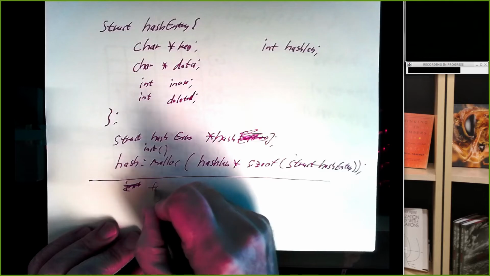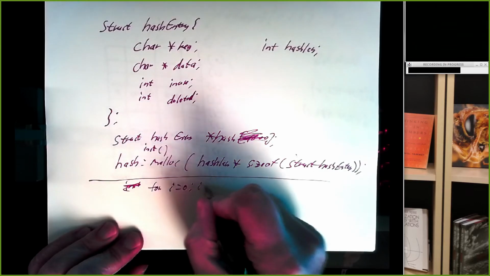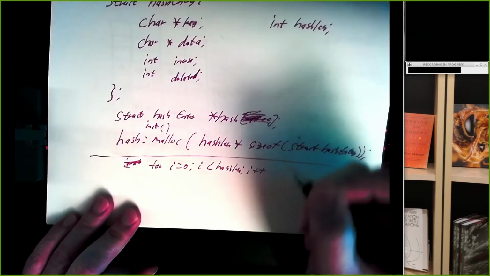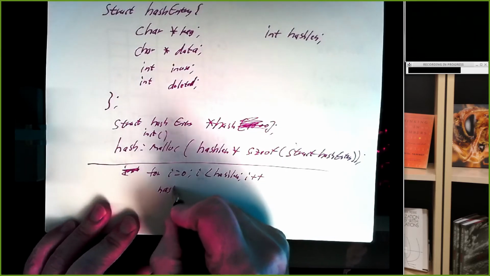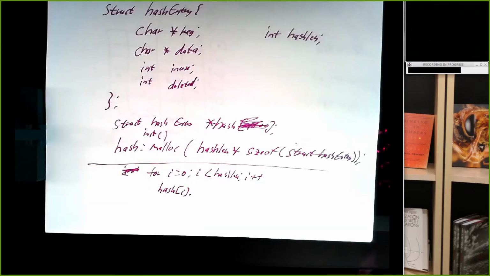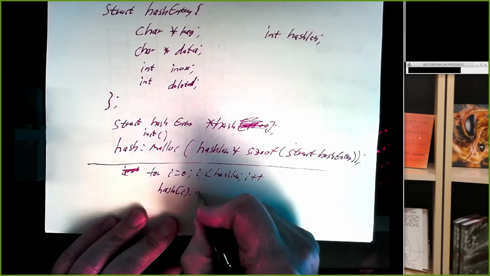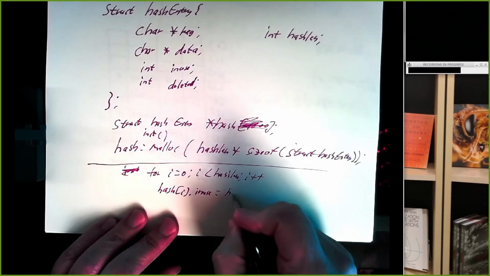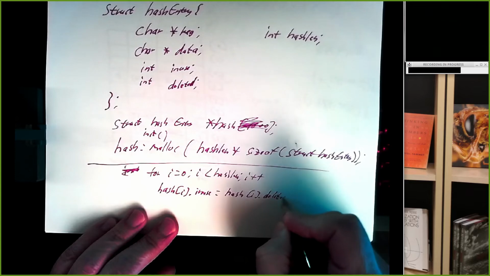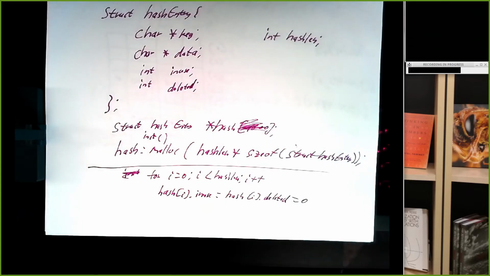So, for i equals 0, i is less than hash length, i plus plus. What do we want to do? hash bracket i dot in use equals hash bracket i dot deleted equals 0. So that's probably all you need to initialize this.